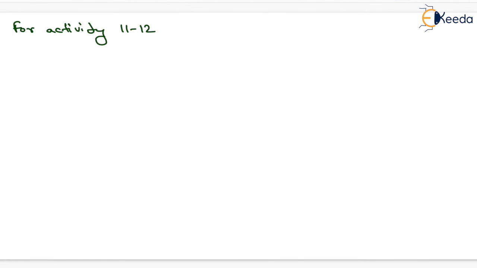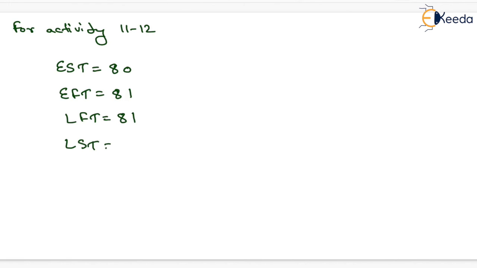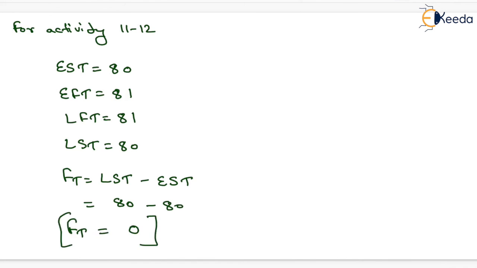Now for finding the total float of activity 11-12, we have to write the EST value for activity 11-12, which will be equal to 80 here. Similarly, EFT for activity 11-12 will be equal to 81. Similarly, LFT for activity 11-12 will be equal to 81, and LST for activity 11-12 will be equal to 80. Now we have to find the total float. It will be equal to LST minus EST or LFT minus EFT. You can use both the formulas. So the LST value is given here as 80 and the EST value is given as 80. Now after solving this, we will have total float equal to 0 for activity 11-12.